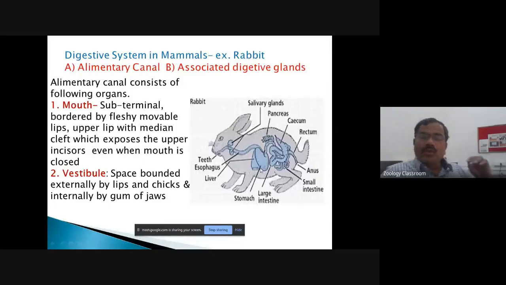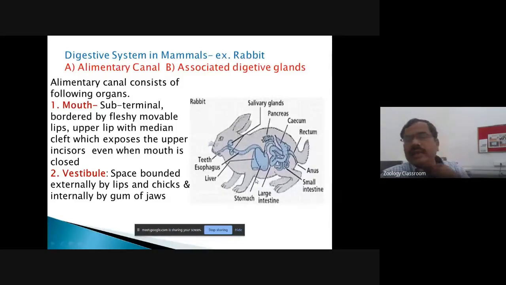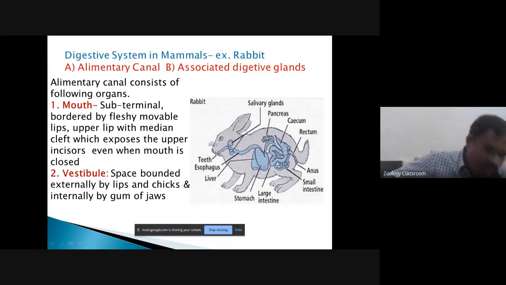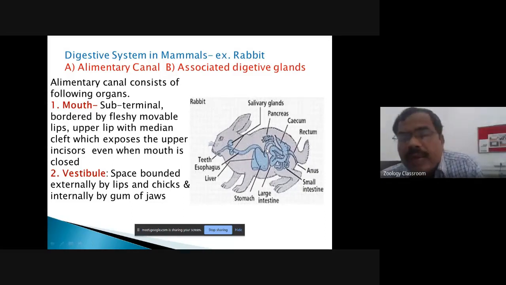Well, some of the digestive glands, for example, the intestinal gland present in the intestine, Brunner's gland. You know that these intestinal glands are present in the intestinal mucosa, known as the crypts of Lieberkuhn. These glands present in the mucosa secrete their secretion into the lumen, which helps in the process of the digestion. Okay, so this is all about the alimentary canal and the associated digestive gland.